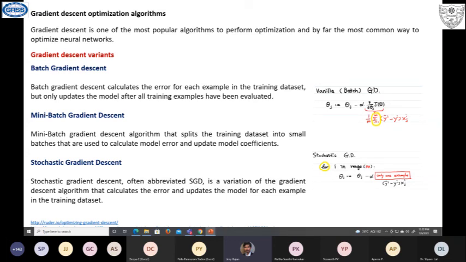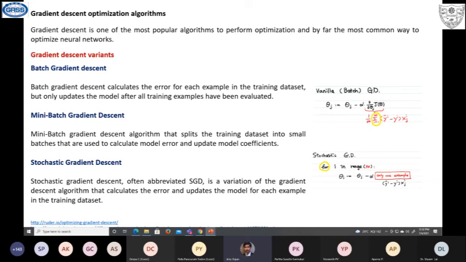So the solution is you can use a stochastic gradient descent. In the stochastic gradient descent, you can update the weight on the run. That means with just one sample, you can update the weight. So assume this is the new value and this is the old value. So you can give one sample and you can update the weight, and you can give the second sample and you can update the weight.